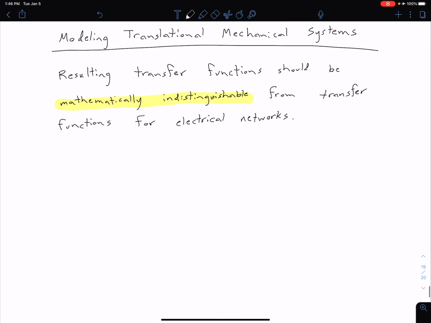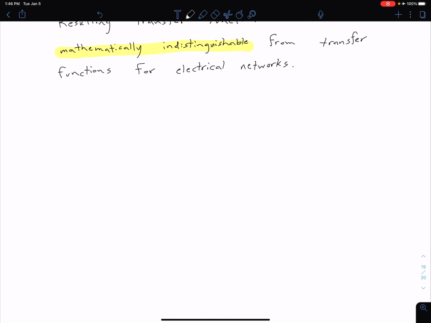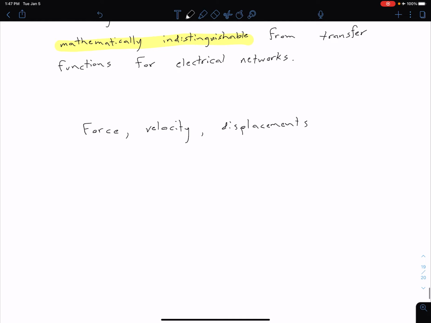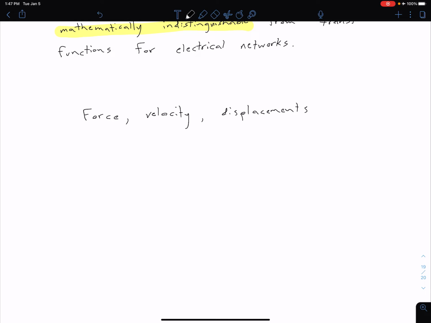So for our translational mechanical systems, we're going to be concerned primarily with three quantities: our force, our velocities, and our displacement. We could draw analogies to these for some of our electrical values, our voltage, our current, and our charge respectively. But once we get into defining impedance for our mechanical systems, our analogies don't quite fit one-to-one. So don't worry about that too much if it's confusing.